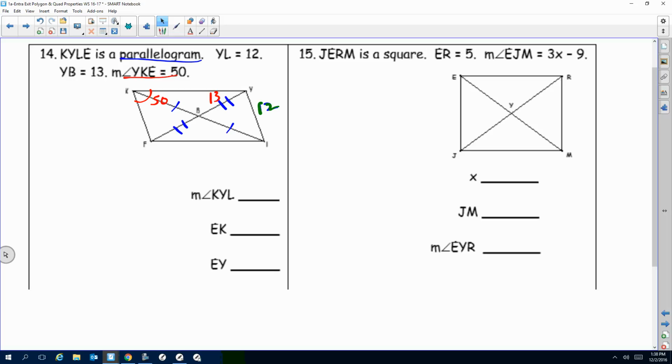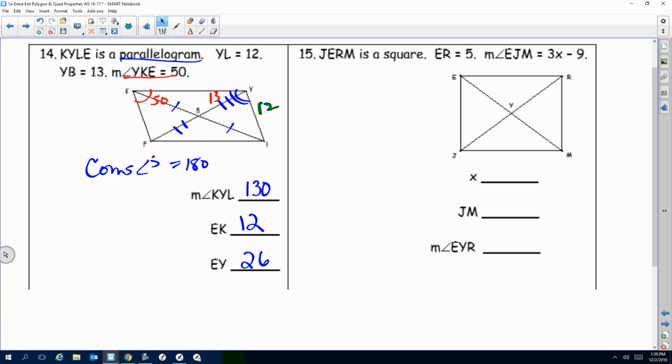What would the measure of KYL be? If I'm going to K to Y to L over here. Yeah, 130. Okay? Remember, if I'm dealing with angles, consecutive angles equal 180. So if I do 180 minus 50, we get 130. Now, if I have my other markings, I'm going to use that to find EK. What would EK be? It's also 12. It's opposite YL, so it's 12. And then EY, yep, 26. Done.